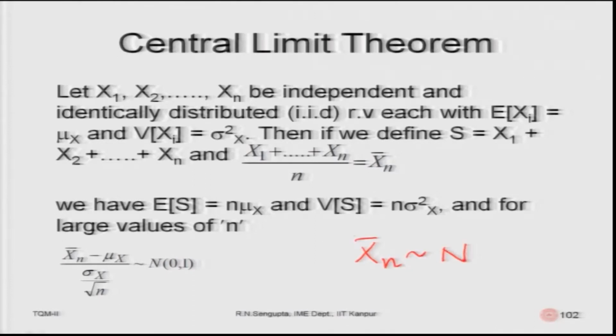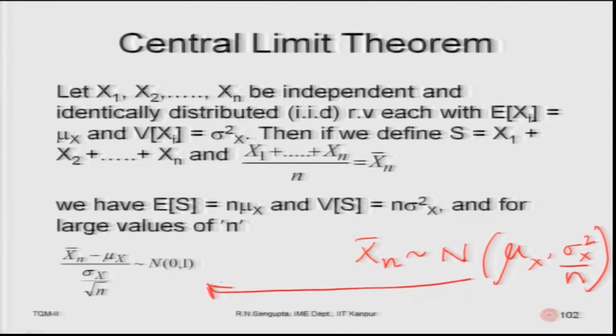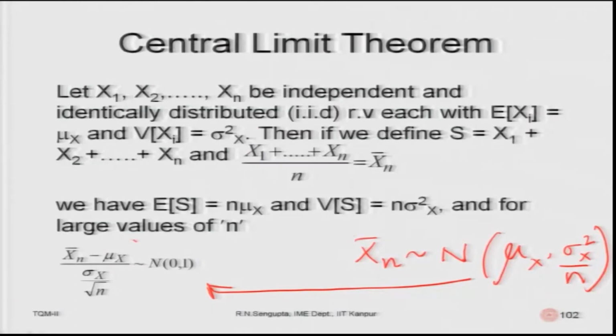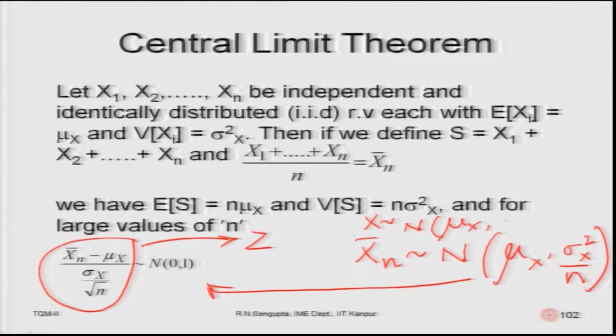This is normal with mu x, sigma square x by n. So, when you convert this, you utilize this and you get the concept of the standard normal. So, basically this is the standard normal. And in case when, say for example, x is distributed normal mu x, sigma square x, then in that case z is standard normal with this.